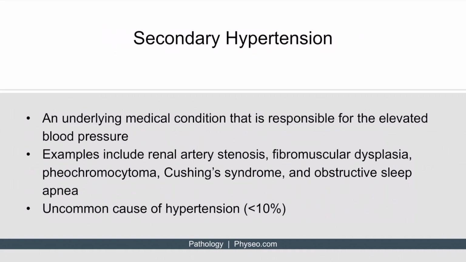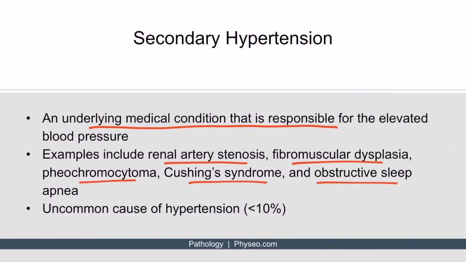In secondary hypertension, an underlying medical condition is responsible for the elevated blood pressure. Examples include renal artery stenosis, fibromuscular dysplasia, pheochromocytoma, Cushing's syndrome, and obstructive sleep apnea. The pathophysiology varies, so these can be best understood when discussing the particular disease.